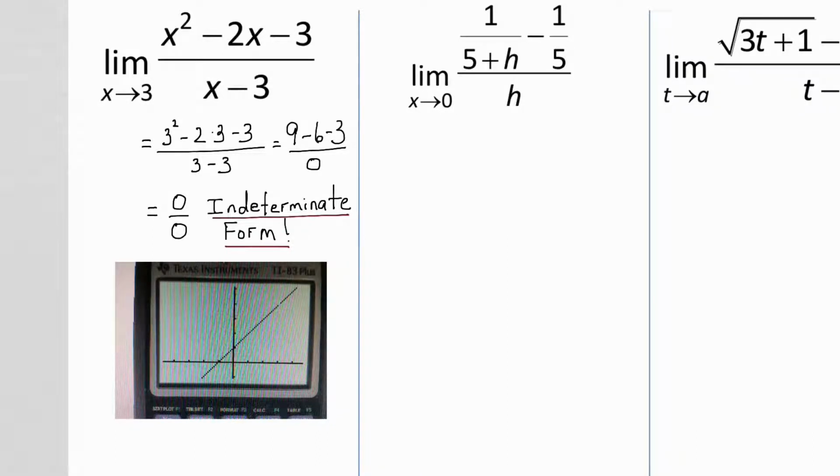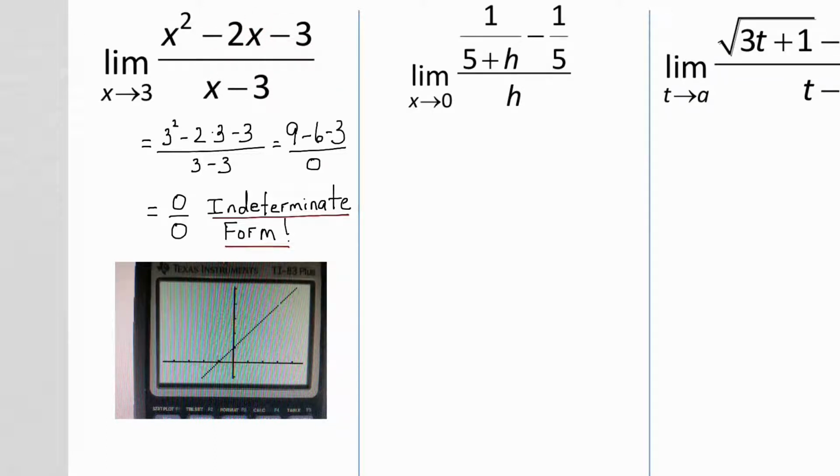So we'll continue our look at limits, and in this first problem we're looking at the limit of this rational function, and the rational function is actually a ratio of polynomials.